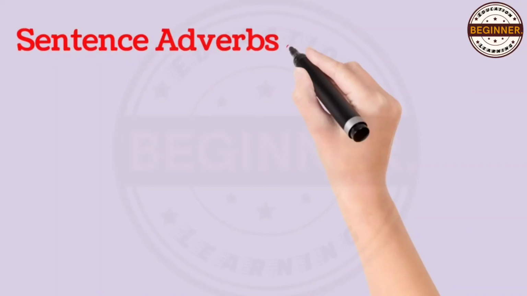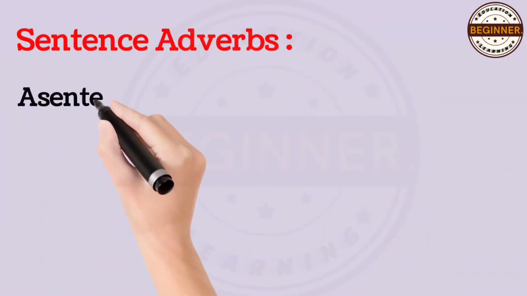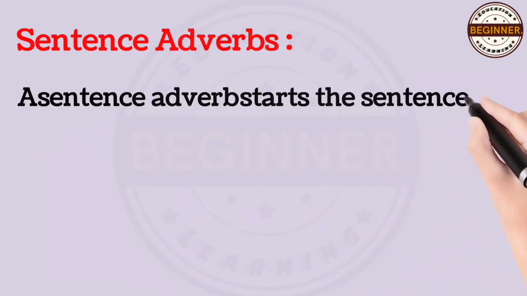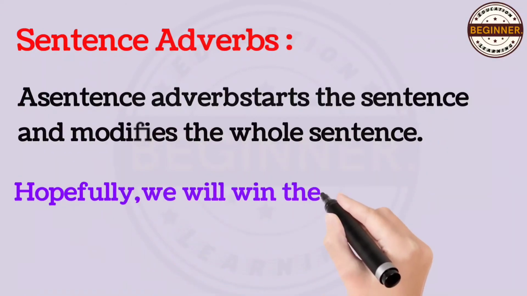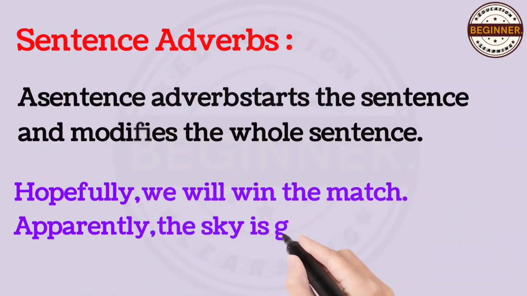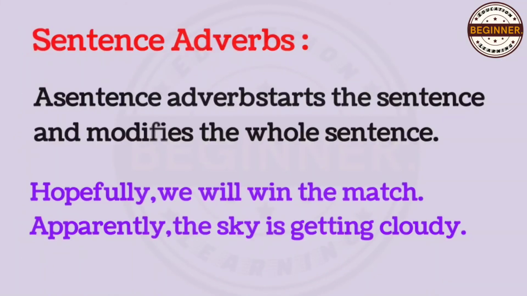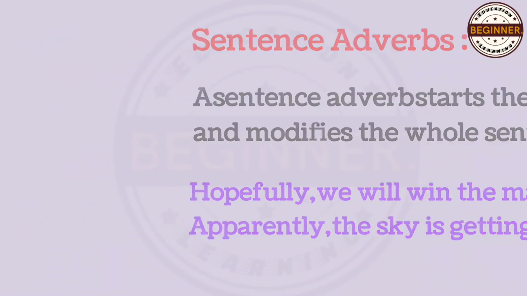Sentence adverbs. What is sentence adverb? A sentence adverb starts the sentence and modifies the whole sentence. Example number 1 is hopefully, comma, we will win the match. Second example is apparently, comma, the sky is getting cloudy.